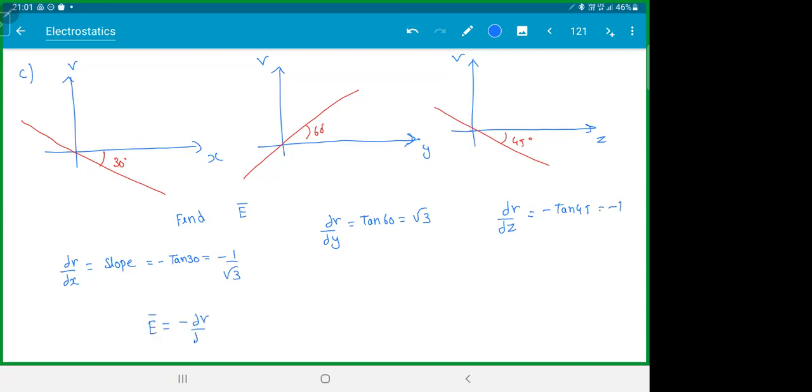Right? So what is the field? Minus ∂V/∂x i cap, minus ∂V/∂y j cap, minus ∂V/∂z k cap. So ∂V/∂x is minus 1 by root 3, so it is 1 by root 3 i cap, minus root 3 j cap, plus k cap. Please check. Because in a Vx graph, the slope is ∂V/∂x, but the field is minus ∂V/∂x i cap. So from the graphs also, I can get the field.